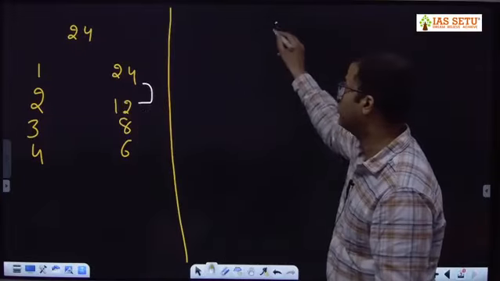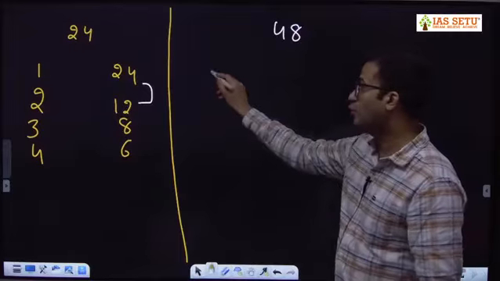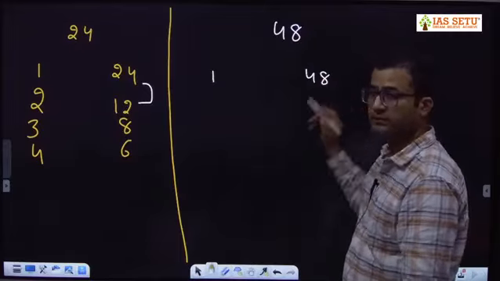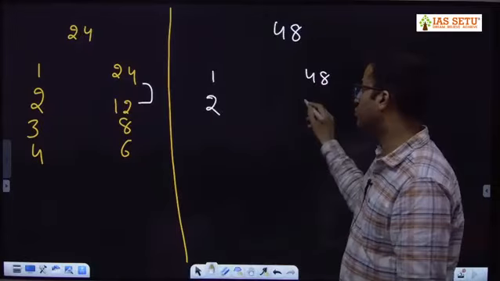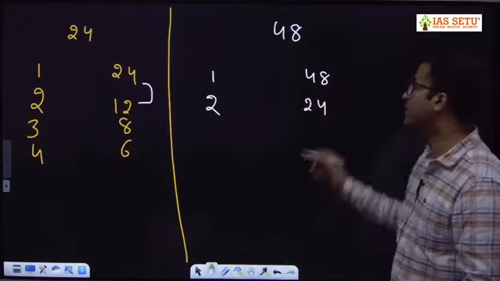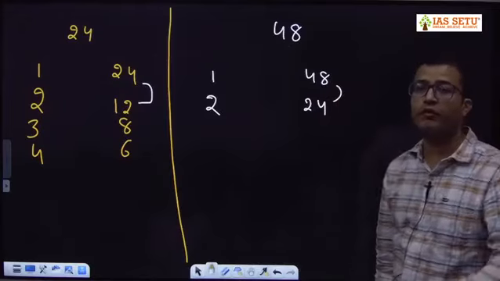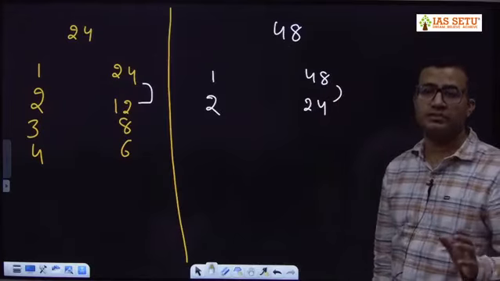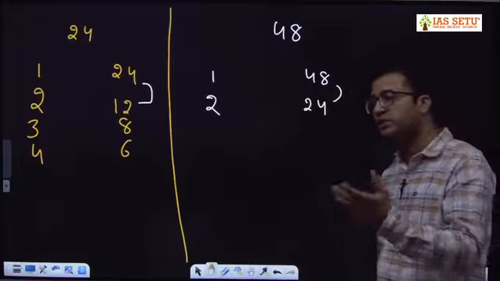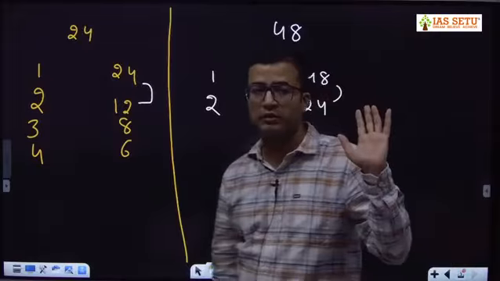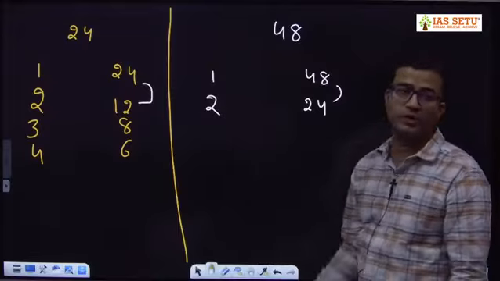Like I take number 48. So 1 makes pair with 48. 2 makes pair with 24. So the point here is between 24 and 48 there is no factor of 48. Check करने की जरूरत ही नहीं है. 25, 26, 27 not at all, because there will not be a corresponding pair.